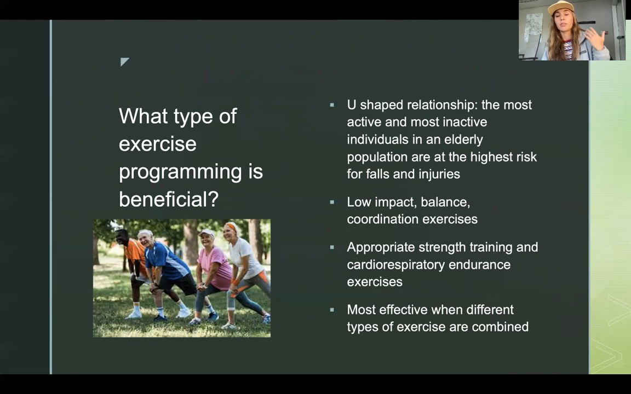So in a study I was looking at, there was this U-shaped relationship between injury and how active an individual is. So the most active and the most inactive individuals in an elderly population are at the highest risk for falls and injuries. So the least active people and the most active people, because the more exercise you're doing at a really high intensity, there's going to be greater risk for injury than if you don't do it at all.